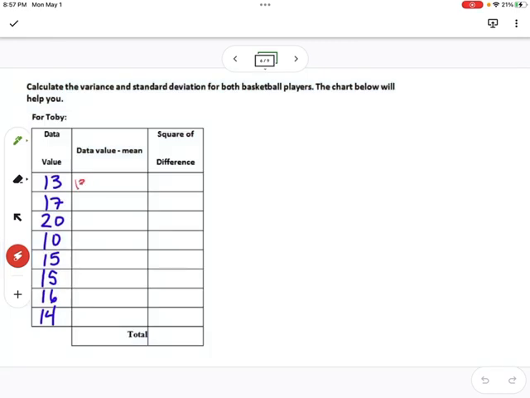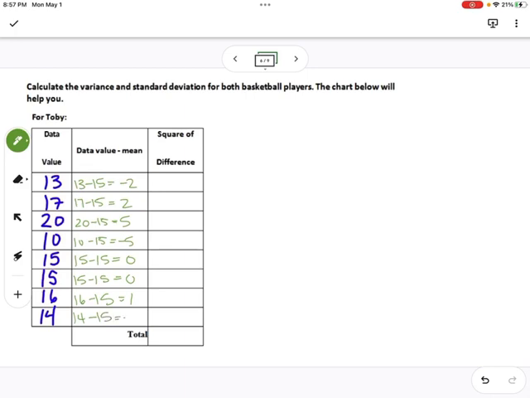So 13 minus 15 gives us a negative 2. 17 minus 15 is 2. 20 minus 15, 5. 10 minus 15, negative 5. 15 minus 15, 0. Same thing again. 16 minus 15 is 1. And 14 minus 15 is negative 1.